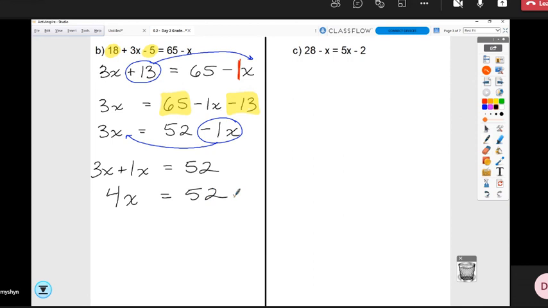So at this point, there's no more adding or subtracting. I'm going to divide each side by 4, and x should equal 13. 13 for sure? Okay.